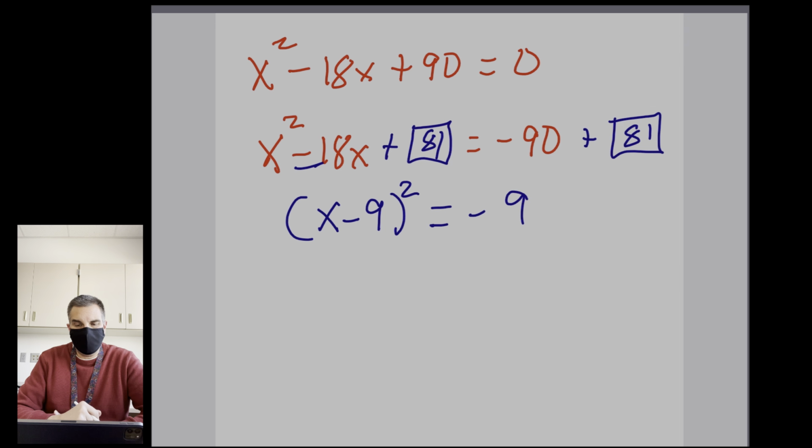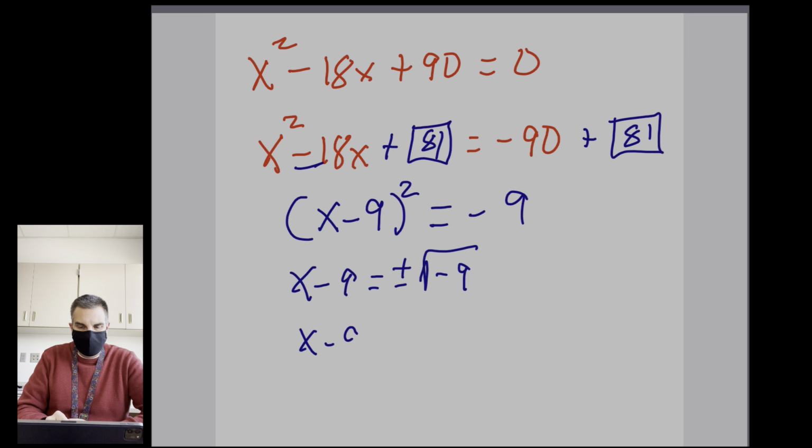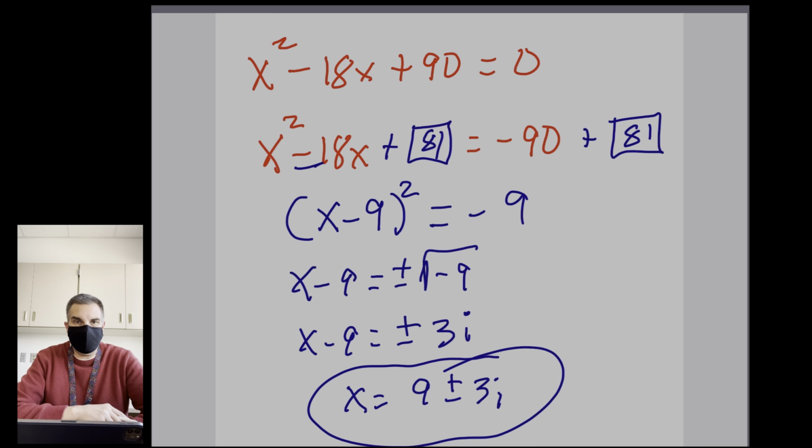Take the square root of both sides. So x minus 9 equals positive or negative the square root of negative 9. We talked about that in the last chapter with complex numbers. This is 3i, so that's plus or minus 3i. Move the 9 to the other side. So 9 plus or minus 3i is our x value for that. And it's okay that we get complex numbers. There's nothing wrong with that.